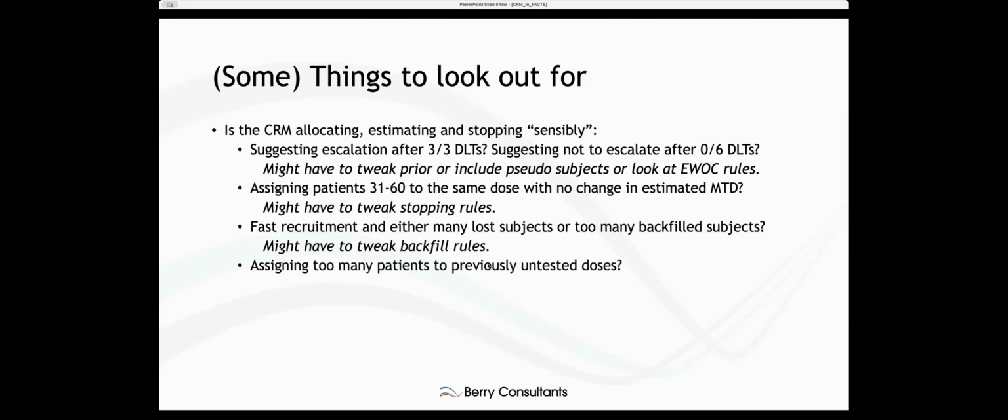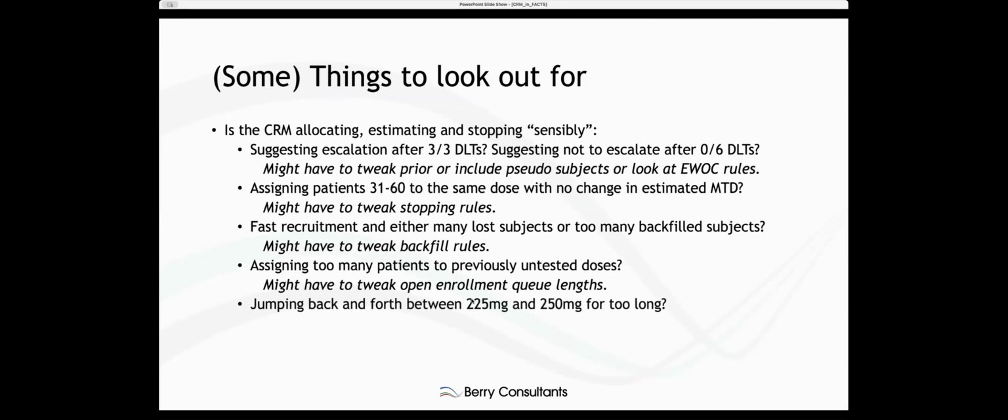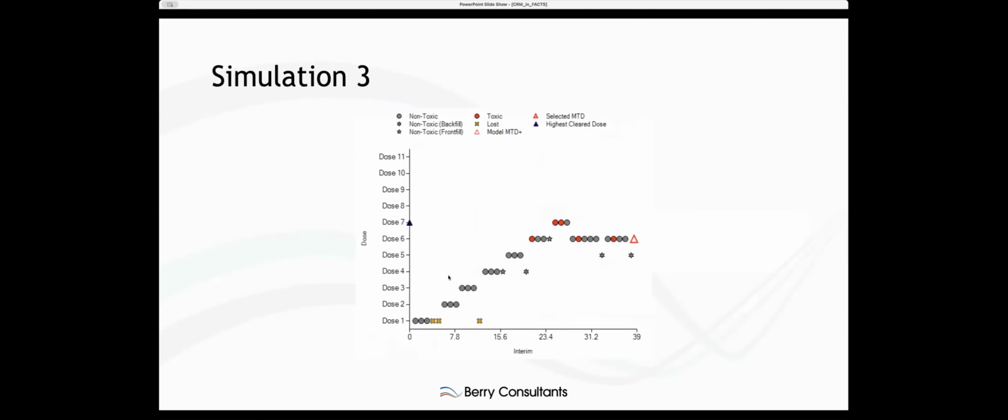Are we assigning too many patients to previously untested doses? Well, this would mean we would have to tweak our open enrollment queue lengths, because there we can specify that we want to have at most 3 or 4 or 5 at the same time, or even 1 or 2. Are we jumping back and forth between 2 relatively similar doses for a very, very long time? Again, we might have to tweak the stopping rules and consider a certain threshold being near.